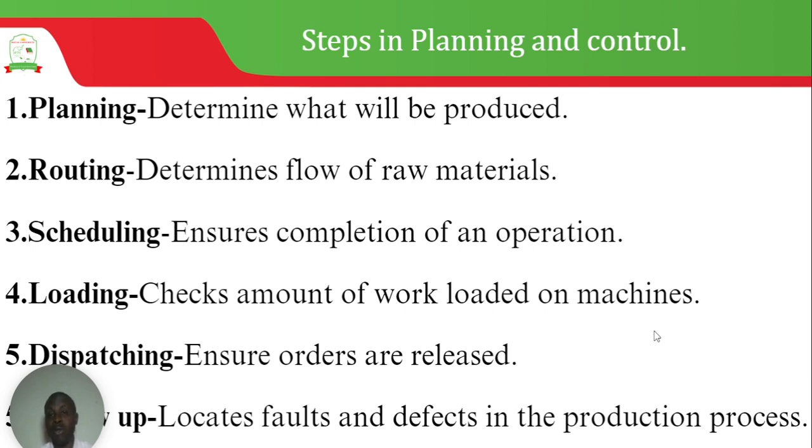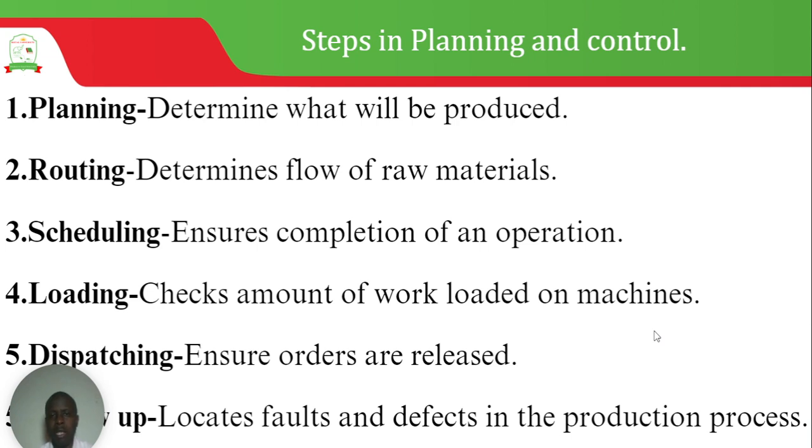So we can only produce when customers have given us an order, and that is determined in stage number one, planning. And then we have routing, which simply means we determine the flow of raw materials. So we have a clear route. How is the movement of our raw materials within our production firm or organization? And this flow will also ensure that we do not go below the expected raw materials, that we are always having raw materials ready for us to be able to do production.